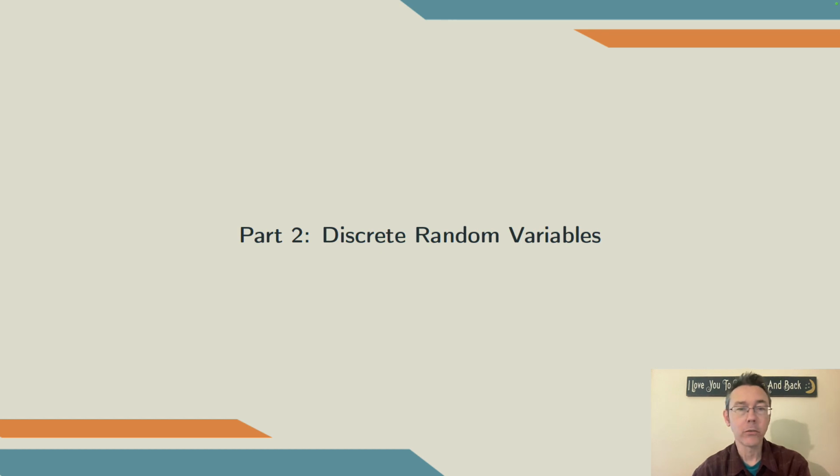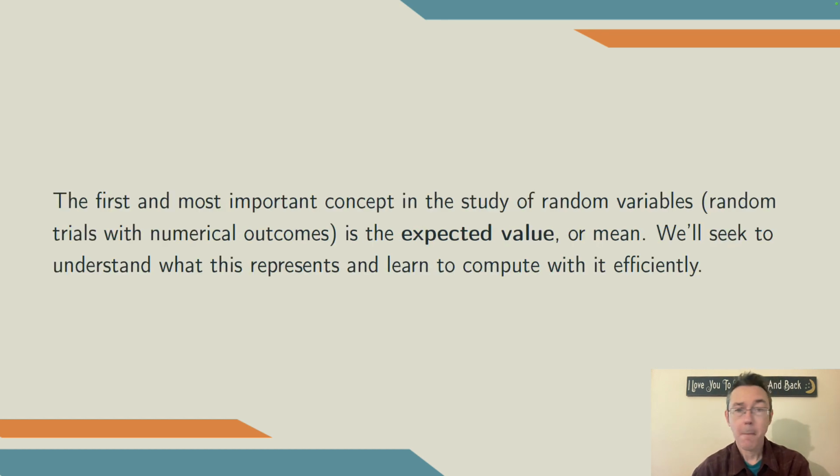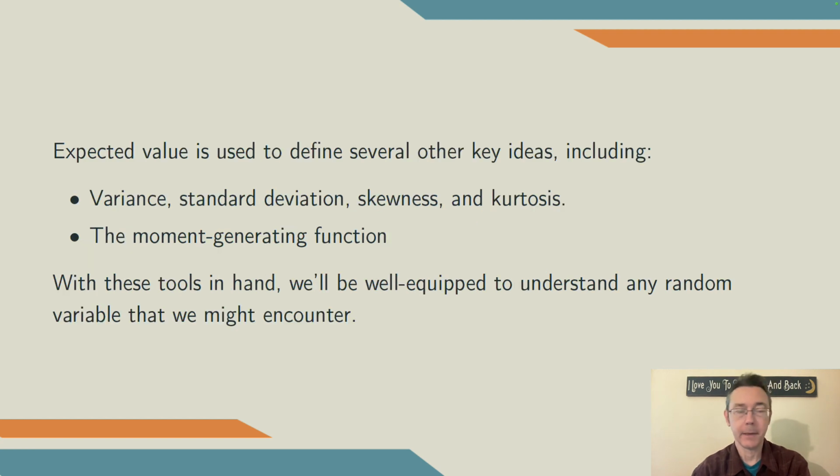Part 2 is going to be discrete random variables. By a random variable, I mean a random occurrence with a numerical outcome. When we start talking about random variables, we're immediately going to get into the concept of expectation. The expected value, the average value of the random variable, sort of what we expect its value to be if we do the thing many, many, many times. We're going to seek to understand it and learn to compute with it efficiently.